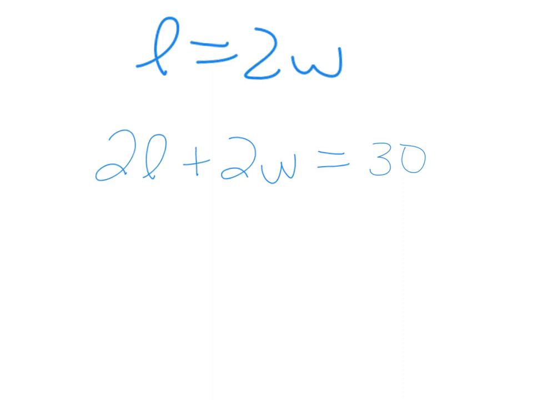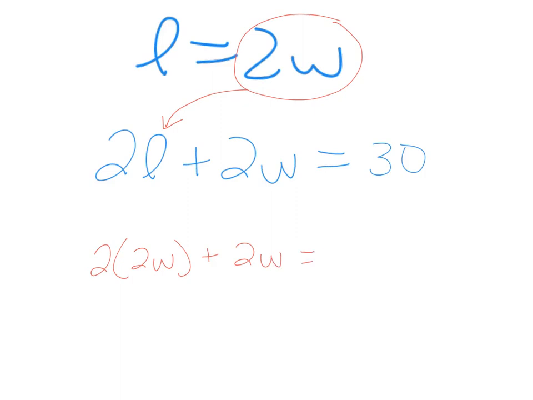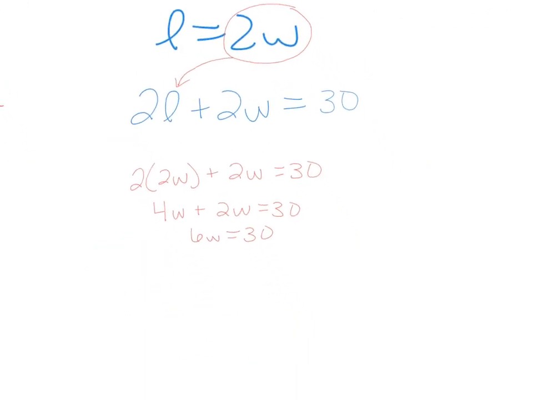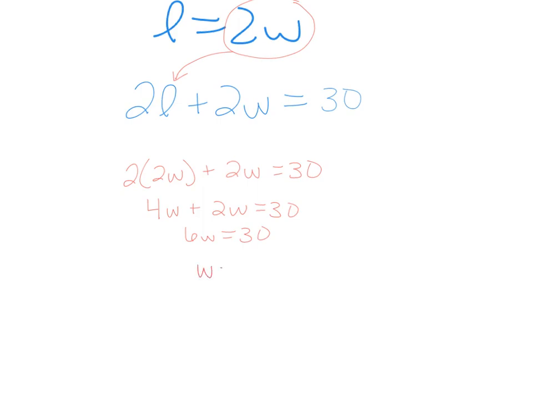Okay? Now in this case, because we already have an L equals, it's already set up for substitution, so that's what I'm going to do. So I'm going to take this guy right here, and I'm going to plug him in for the L. So I have 2 times 2W plus 2W equals 30. Multiply first and get 4W plus 2W equals 30. Now combine like terms, so 6W equals 30. And then when I divide, W will equal 5.